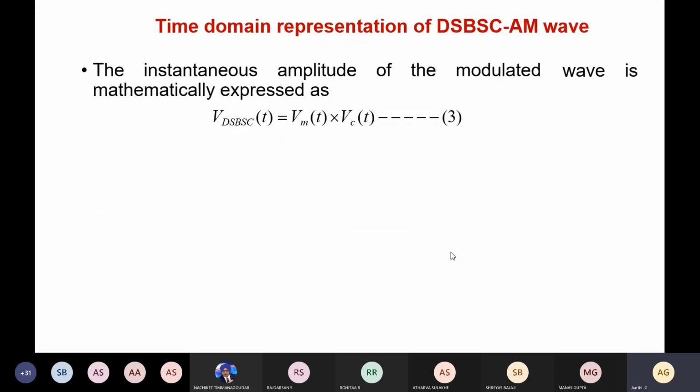Now we are going to generate the DSBSC by simply taking the product of both, that is, the message and the carrier waveforms. So this DSBSC in terms of time is represented as Vm(t) times Vc(t).